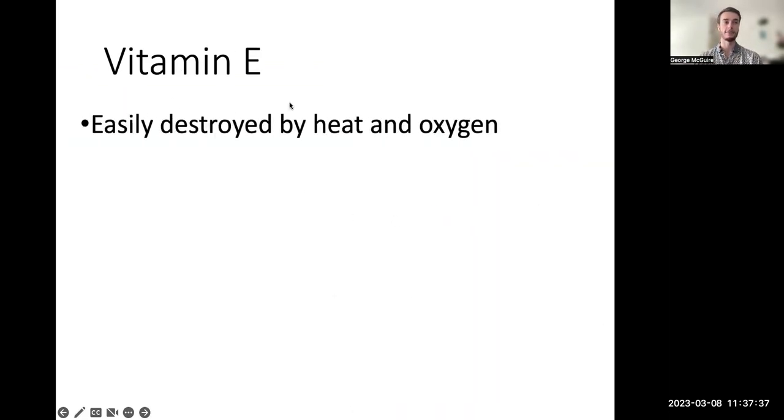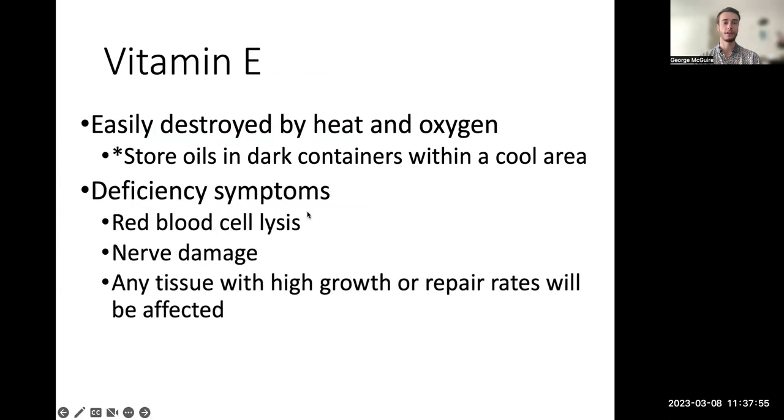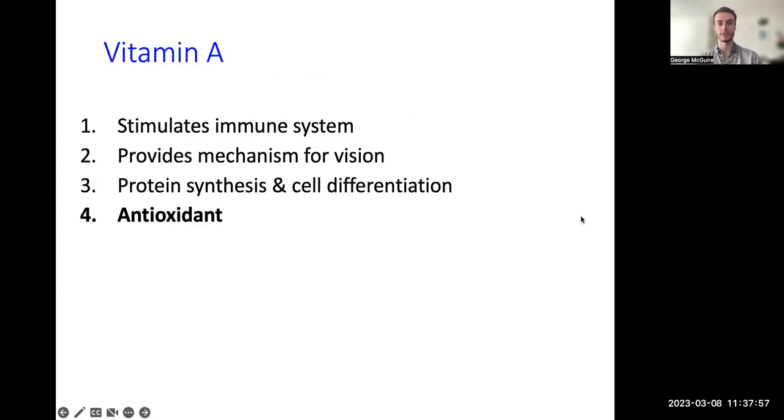But any of these fat-soluble vitamins are going to be easily destroyed by heat and oxygen. So it's really important that you're storing your oils, your plant oils, in dark colored containers to prevent how much light is getting into it, and storing them within cool areas so they're not being affected by that. I'm not going to focus too much on deficiency symptoms, except for some of the ones that I want to highlight. So next, we'll look at vitamin A.